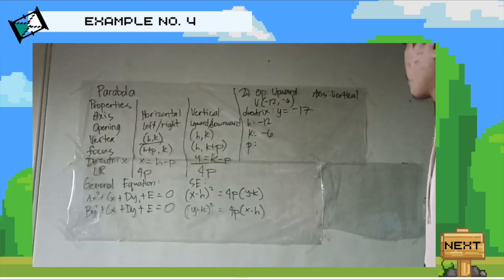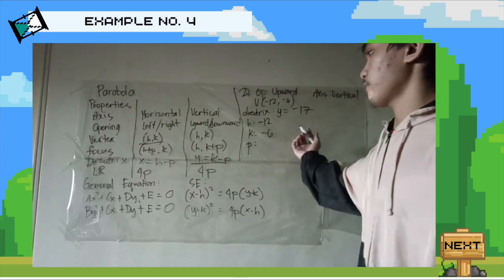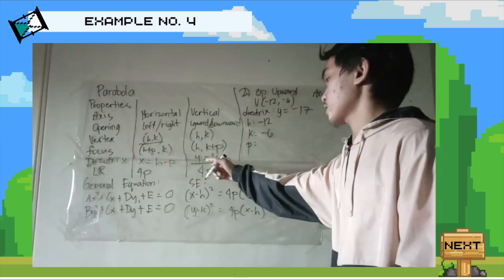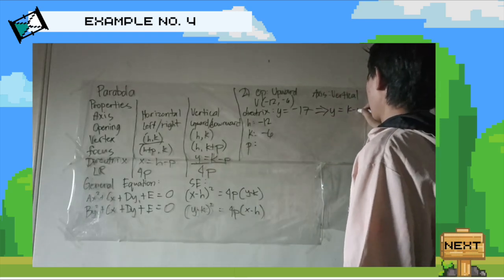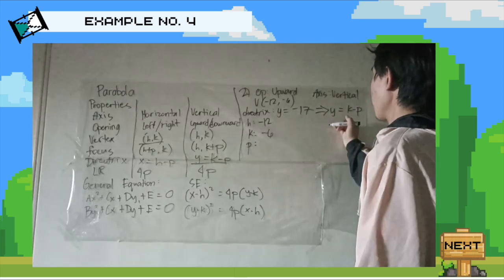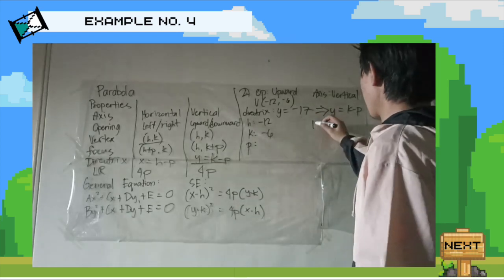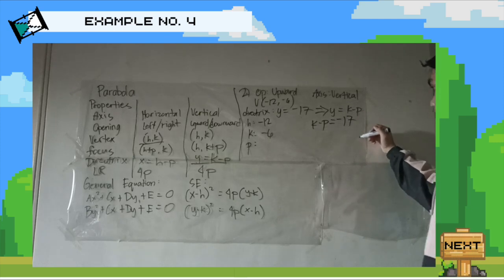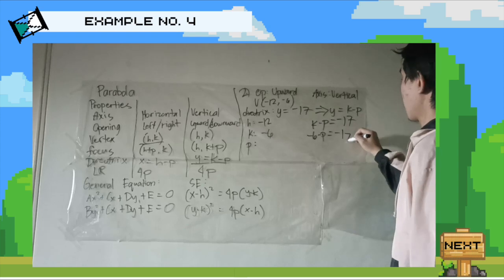Now that we have identified the axis, we can identify the formula used to get the directrix. Obviously that is k minus p, so y equals k minus p. Therefore, k minus p is equal to negative 17. We just have to use the substitution method to get the p. K minus p is equal to negative 17, and our k is negative 6.